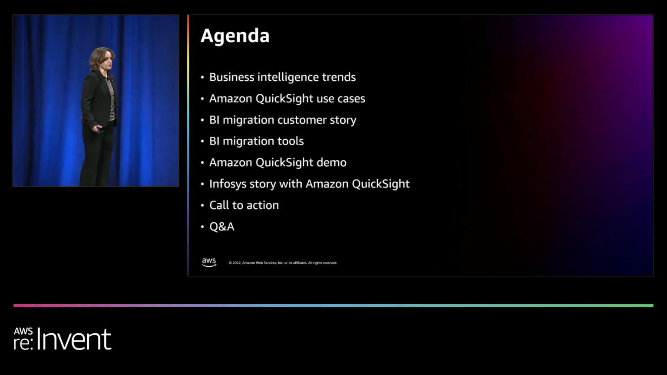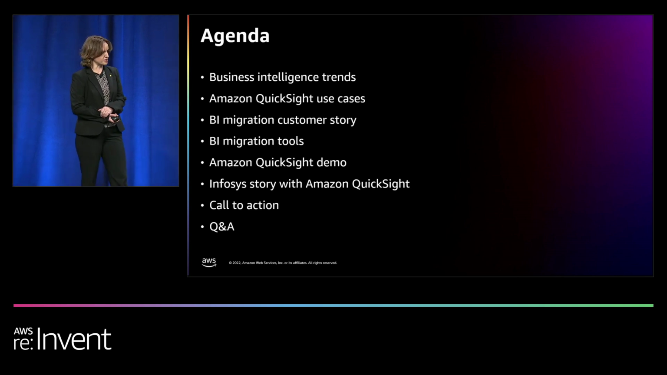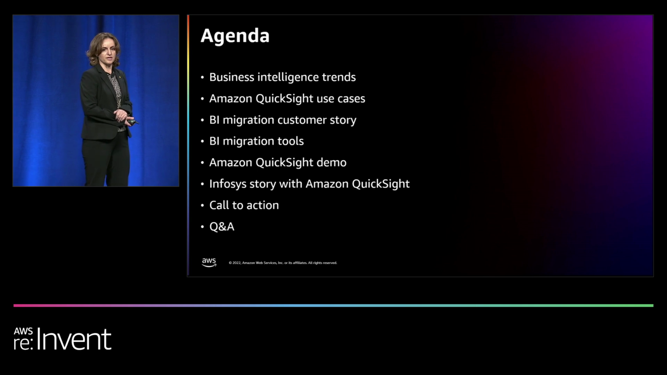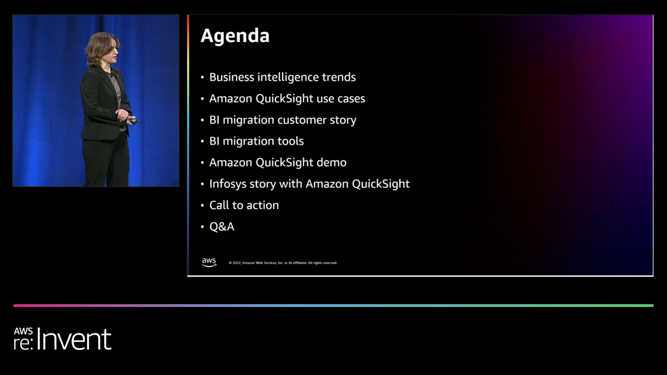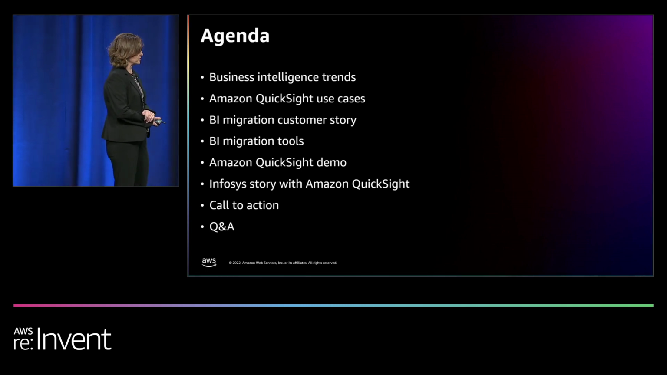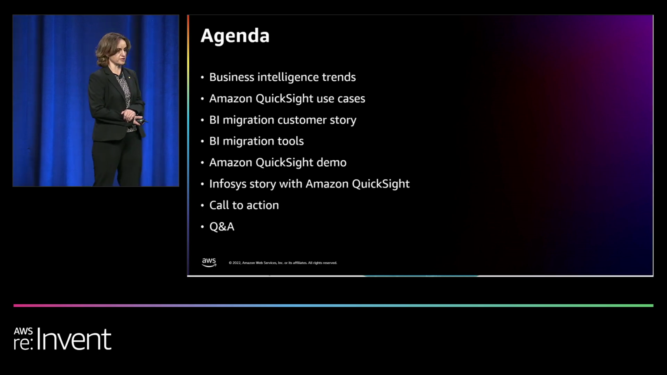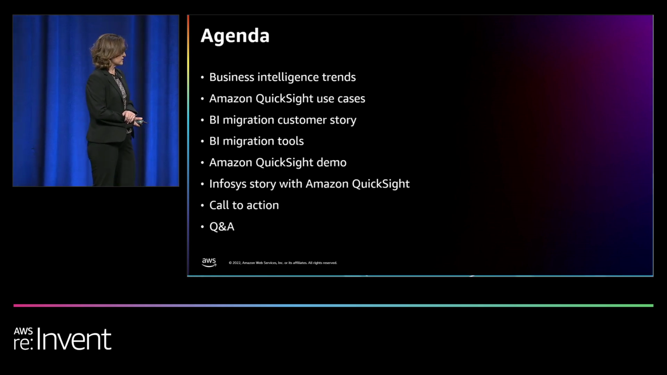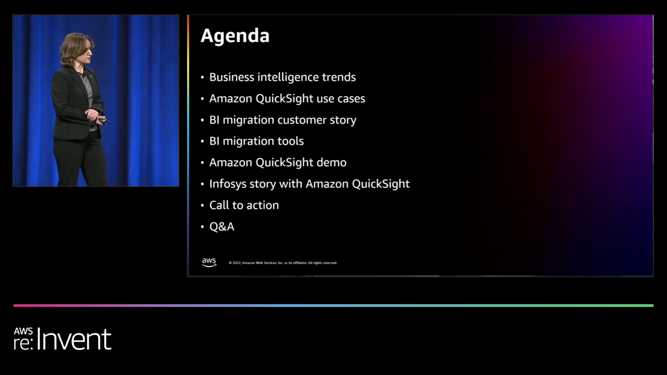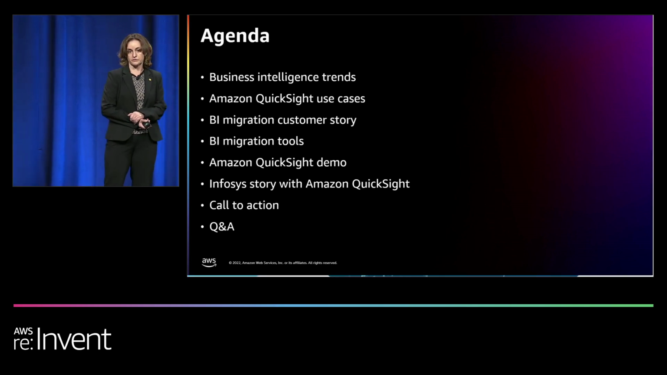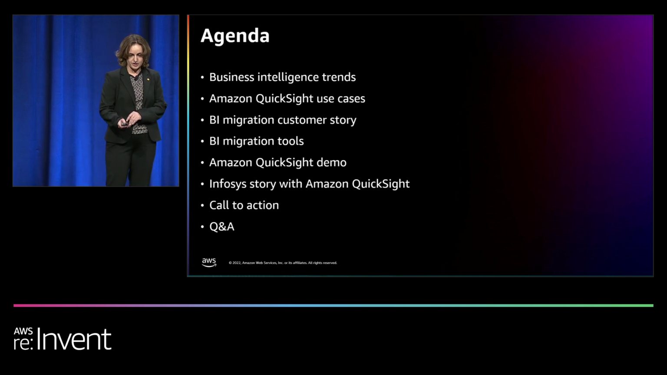So today we are going to cover the following agenda items. I will begin with business intelligence trends, and then I will speak about Amazon QuickSight use cases, and I will share business intelligence migration customer stories. And after that, Shaunak will speak about business intelligence migration tools and show Amazon QuickSight demo. And then Narendra will share the Infosys story. At the end, we will talk about a call to action, how to become Amazon QuickSight partner, and we will have time for Q&A.